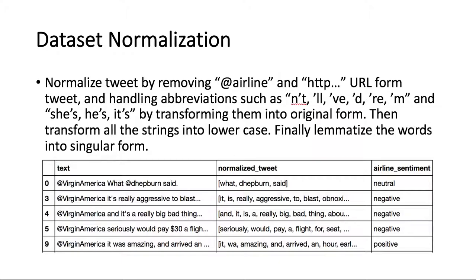I normalized the tweets by removing the @airline pattern and also removing the URL from the tweet. I handled abbreviations such as not, will, have, would, are, am, and she's, his, its by transforming them into the original form. Then I transformed all the strings into lowercase. Finally, I lemmatized the words into singular form.